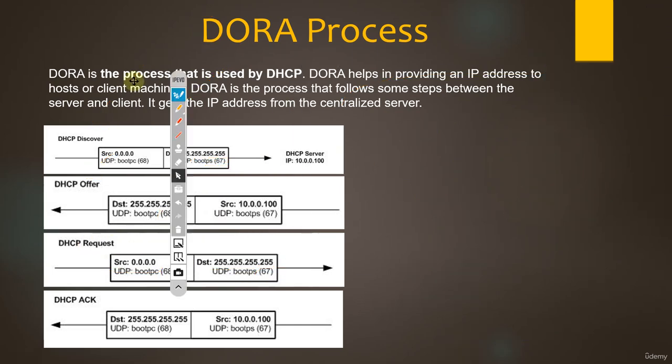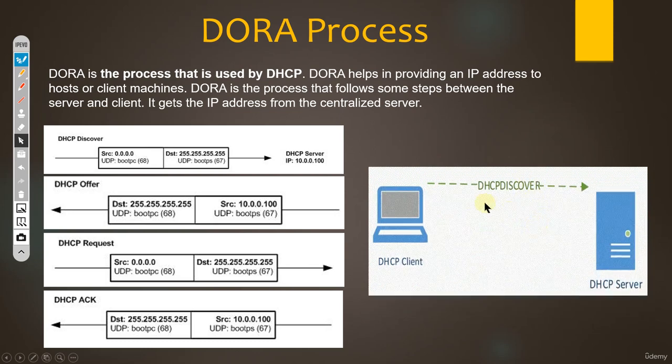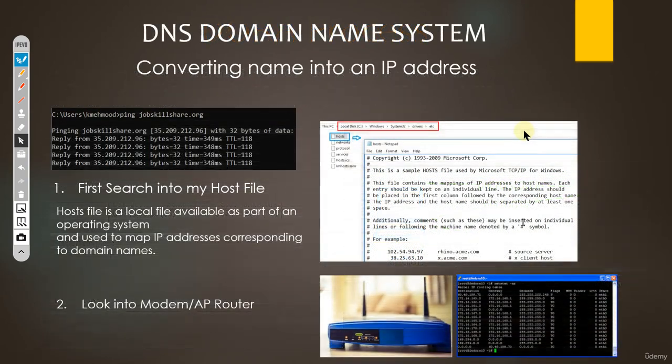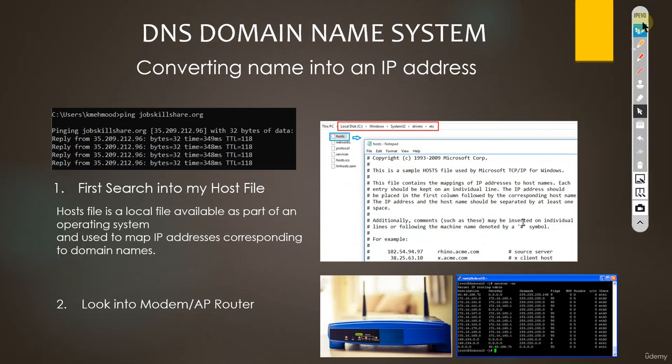If I show you the animation for that, this is how DHCP discover will be sent to the server. The server will send back the DHCP offer to the client. Then the client will initiate a DHCP request back to the server saying I'm interested in this package. Then the server will acknowledge: here you go, this is your IP address that you are looking for. Okay, so let's move on to the next slide. Let's talk about DNS.